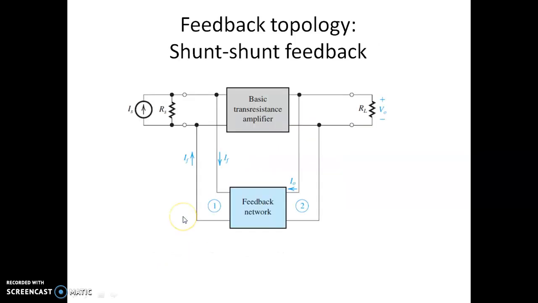Next is shunt feedback. As it is clearly said, when it is shunt feedback, the voltage is sampled and the current is mixed at the input. So current is mixed here and voltage is sampled. That's why at the input and output you have the shunt connection, and it is called shunt feedback. Since the input is current and output is voltage, this has to be a transfer resistance amplifier, and the corresponding feedback network will give a current proportional to the desired voltage.